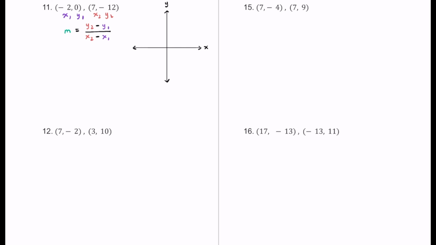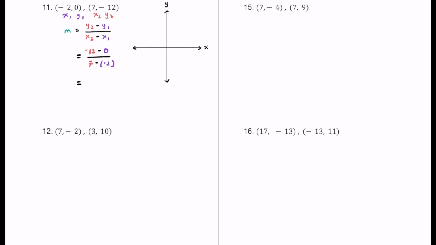Go ahead and label them for our x1, y1 and x2, y2 and start substituting in. y2 is negative 12, and let's take away y1. Looks like it's 0. And let's put that on top of x2, which is 7, minus x1, which is negative 2.